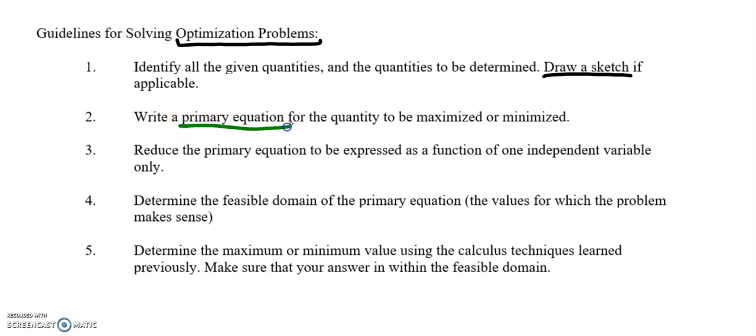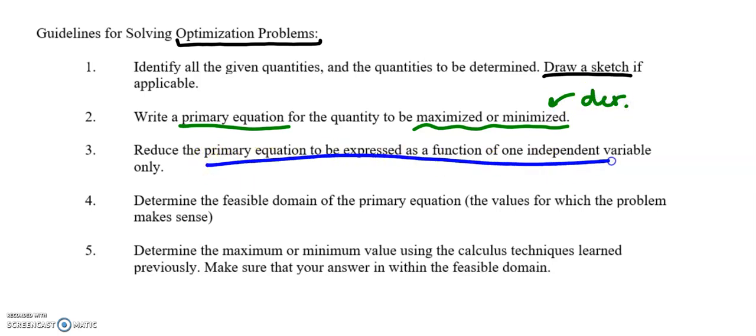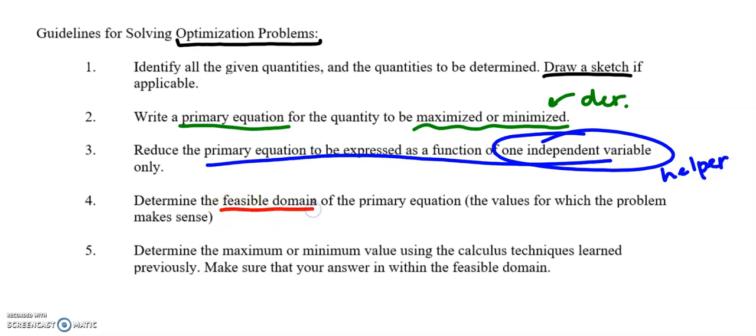We're going to write the primary equation, and that'll be the one that gets the calculus, right? So we'll take the derivative of that equation. We're going to get the primary equation into one independent variable using some sort of a helper equation. We're going to talk about the feasible domain because these are all real-world problems, so we want to make sure that our numbers make sense. And then we're going to actually make sure that we are answering things within that domain, but more specifically also checking that our answer makes sense using our calculus techniques.